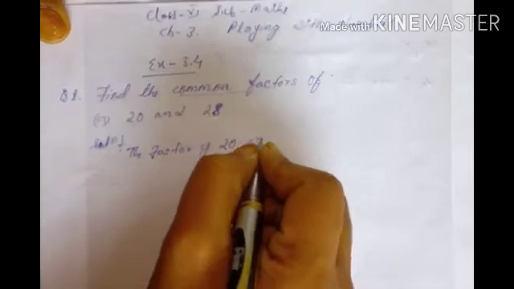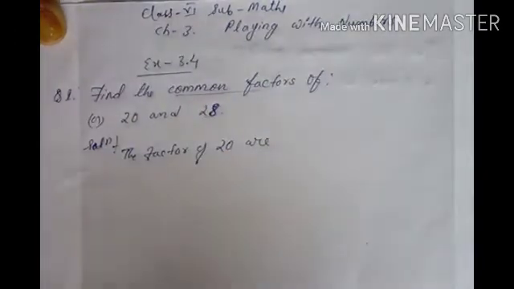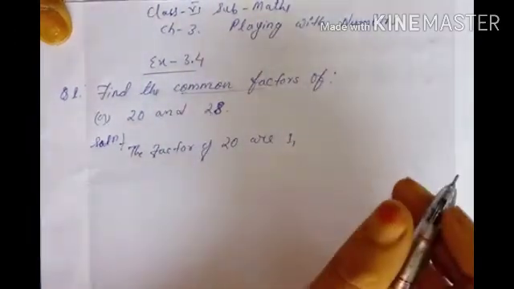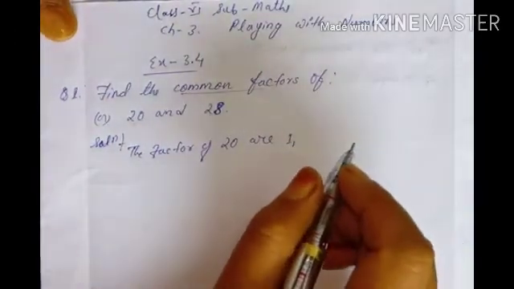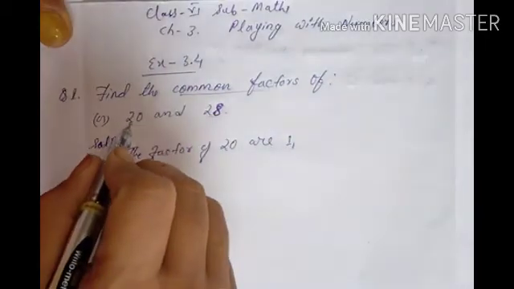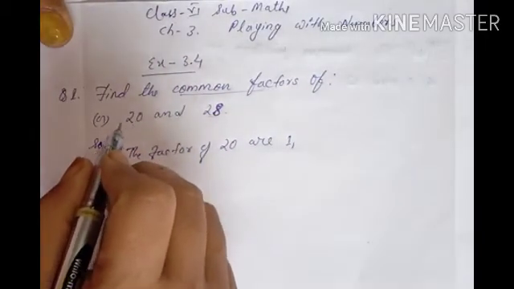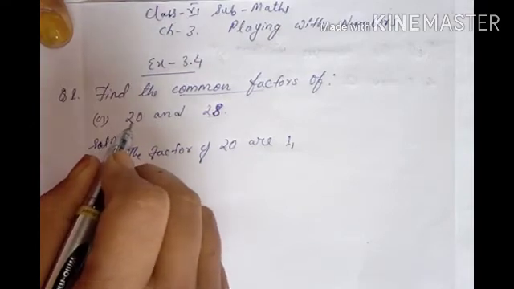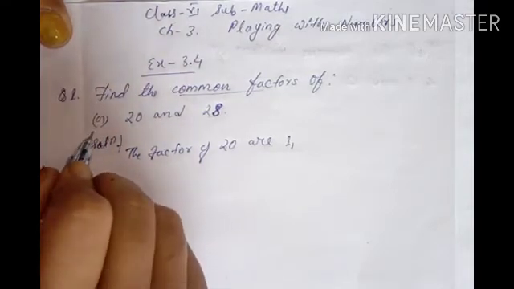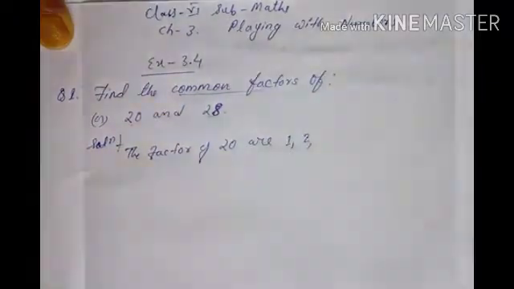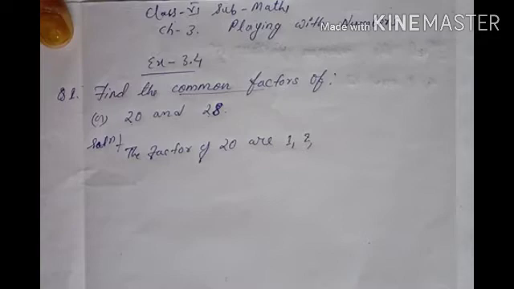So what are the factors of 20? You will start with 1 because 1 is a factor of every number. Now 2, how will you see if 2 is a factor of 20 or not? 2 tens are 20, isn't it? So 2 will be a factor of 20 because 20 is divisible by 2.